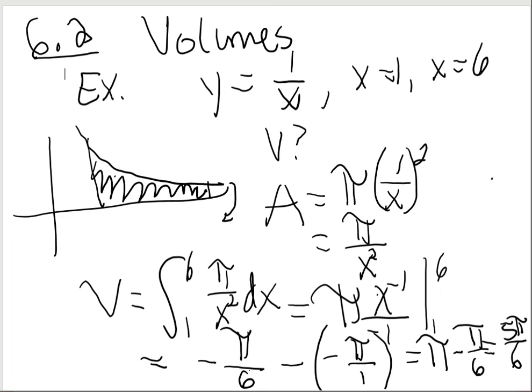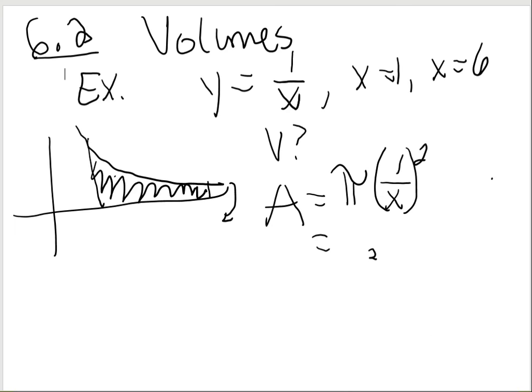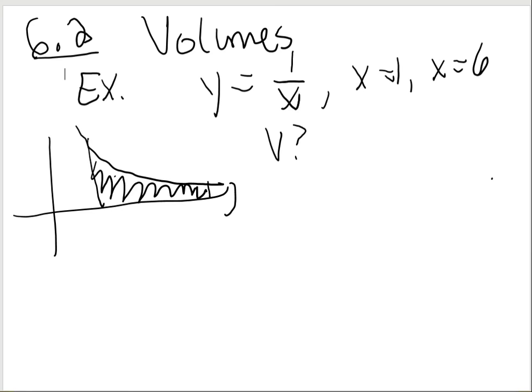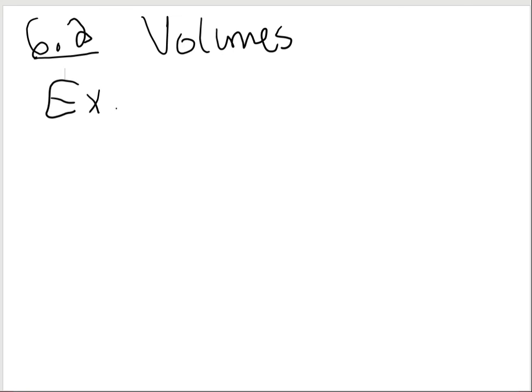Now, as a last example for today, what if we don't want to revolve around the x-axis, and instead, like in the last section, do everything with respect to the y-axis? An example is x equals y squared, y equals 0, y equals 1, revolved around the y-axis.